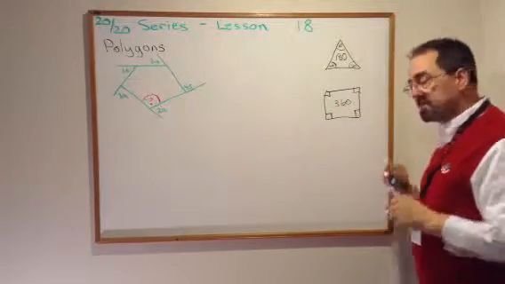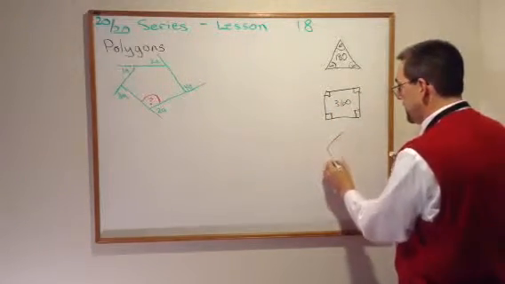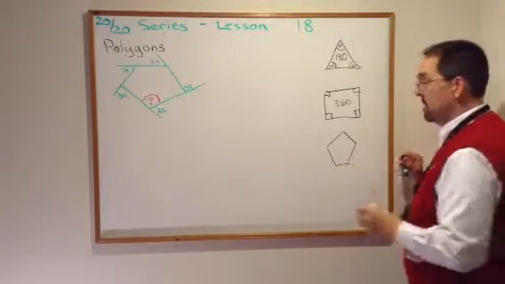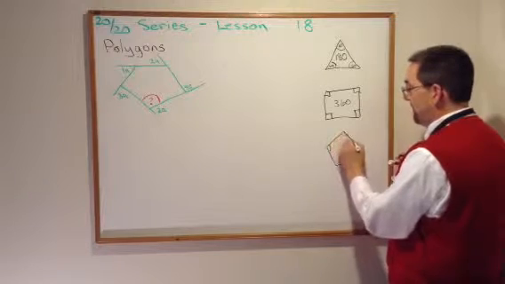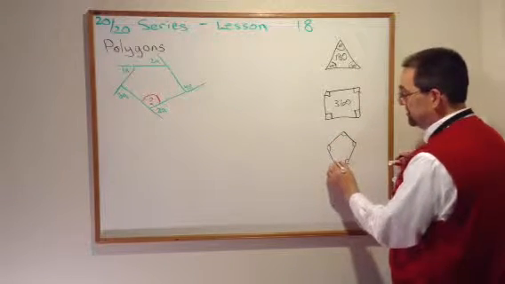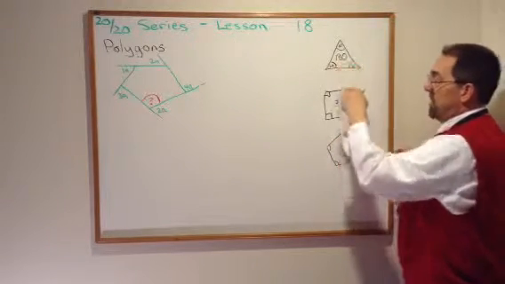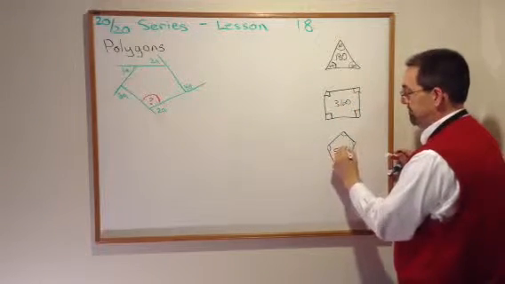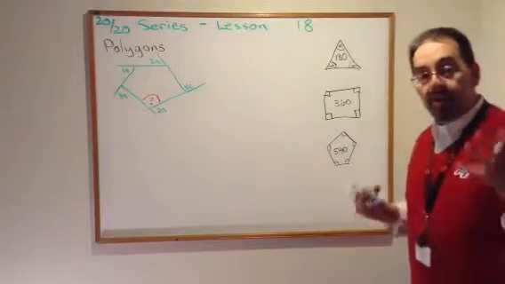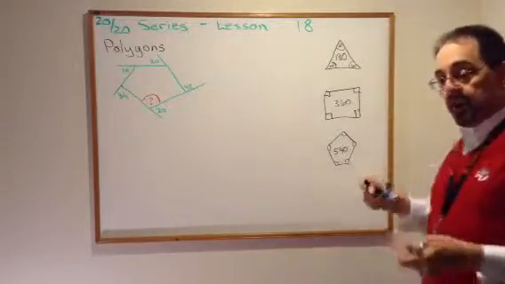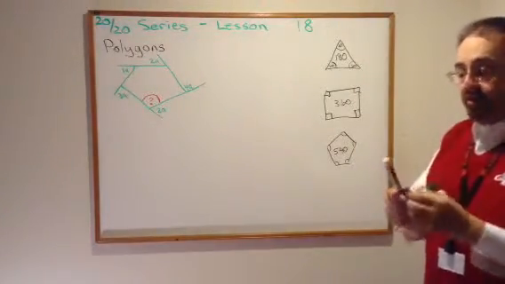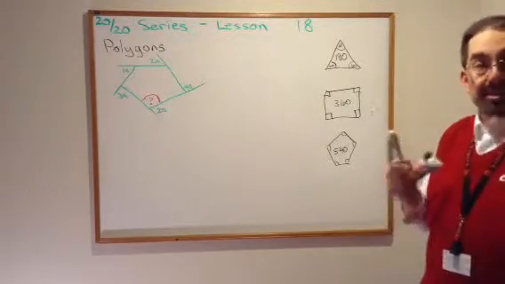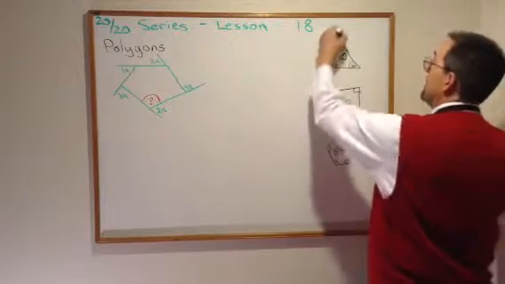And then one more. Let's do our pentagon. Our pentagon, we have 5 interior angles. But see the pattern. 180, 360, 540. Now, one of the neat tricks about polygons is that all the exterior angles of every polygon always add up to 360. Let me show you.